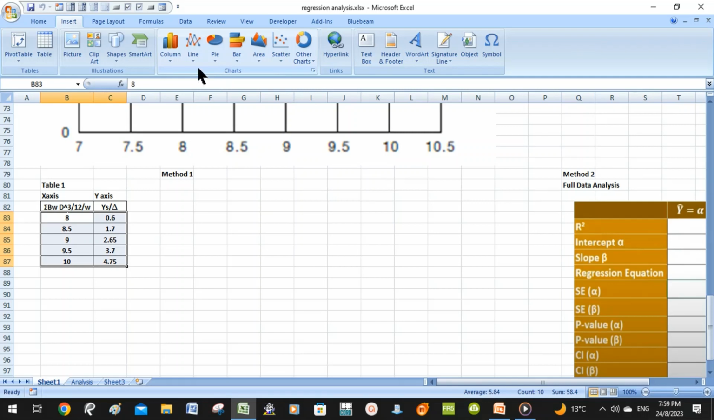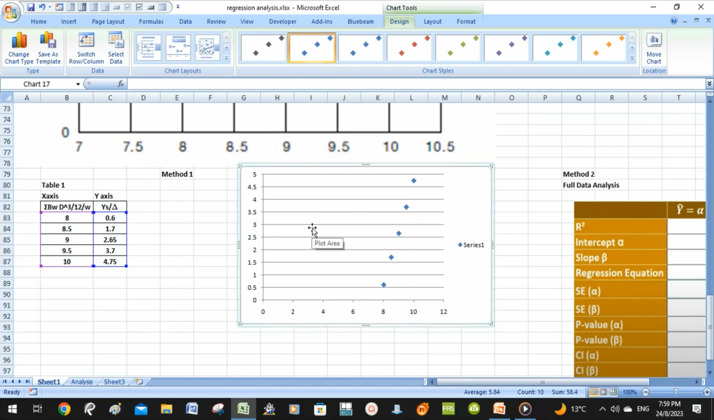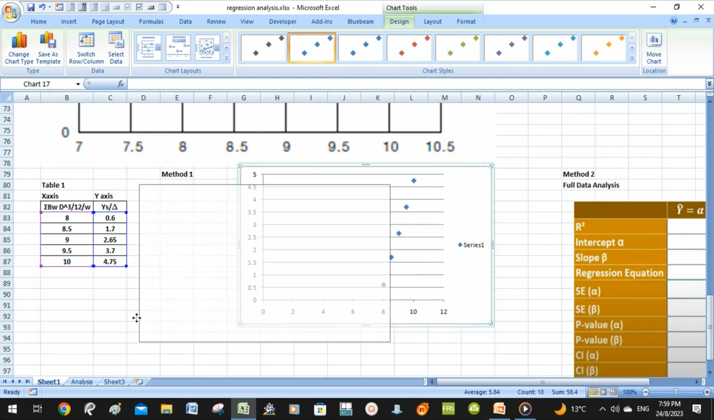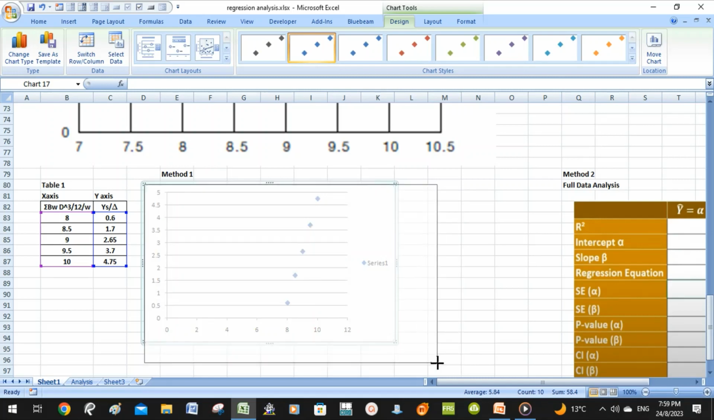Then click on the scattered graph diagram. You see a selection of diagrams here. I am using Excel 2007, a bit of an older version, but it's very similar if you're using 2013 or later versions as well. Make sure you make the graph a little bit larger so that you can see the scattered points clearly.